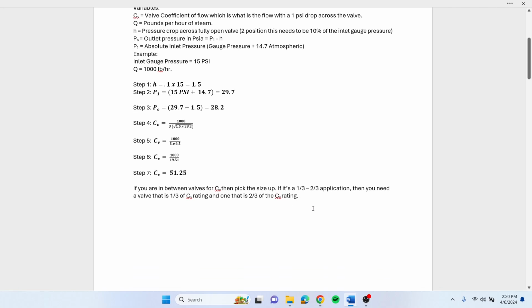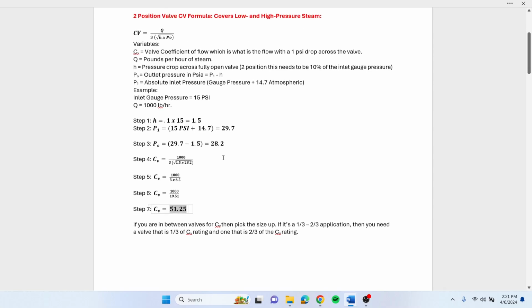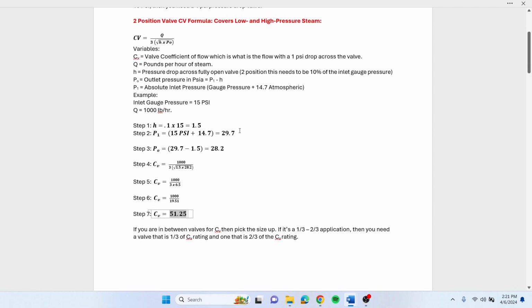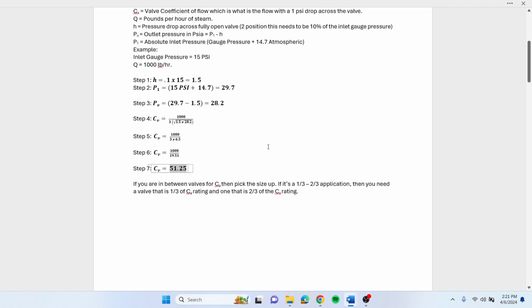If it's a 1/3 application or 2/3 application, well, then you take this total CV and 1/3 of it would be sized for one valve and then 2/3 would be sized for another valve. Again, 2-position, you're just going to go line size. If you do want to do a pressure drop, you figure 10% of your inlet, and this should cover high and low pressure steam.